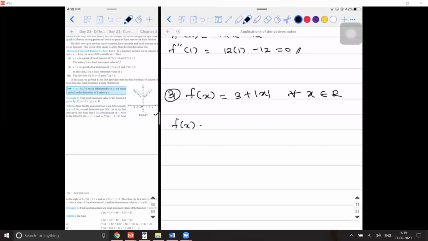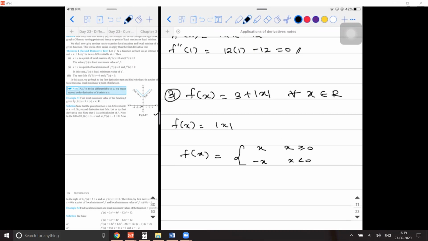So f of x is equal to, how do I write it? See, I'll teach you from the basic, okay? If I have mod x alone, then I will write f of x is equal to x. Generally in some books they write it as x when x is greater than or equal to 0, minus x when x is less than 0. I generally write it as x when x is greater than 0, 0 when x is equal to 0, minus x when x is less than 0.